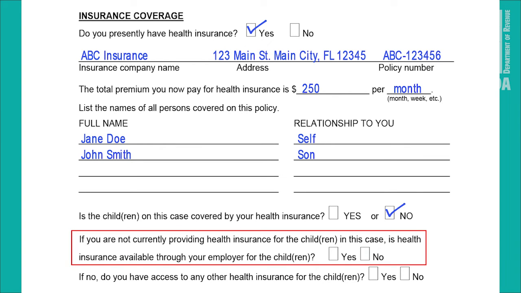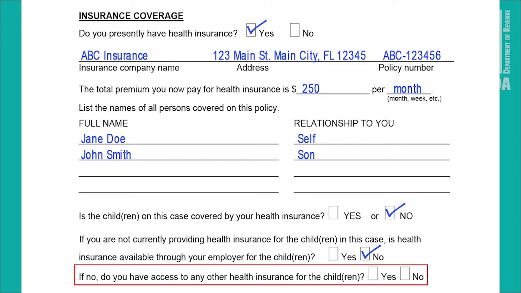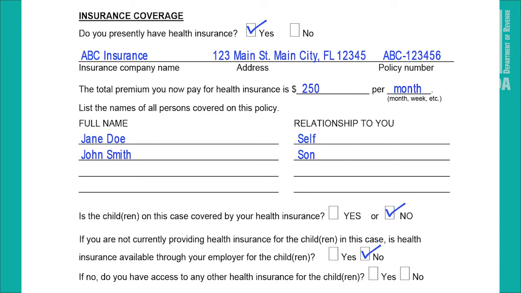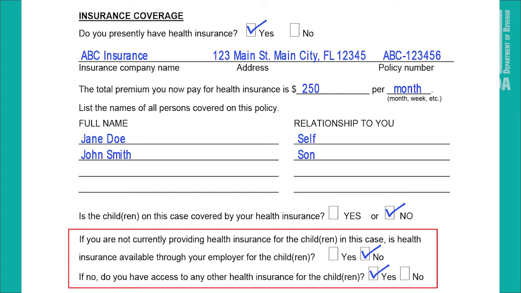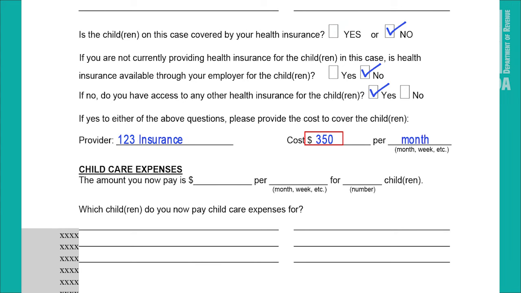Next, indicate whether health insurance is available for your child or children through your employer by marking Yes or No to the next question. If you answered No, health insurance is not available to your child or children through your employer, indicate on the next question whether you have access to any other health insurance for the children by marking Yes or No. If you answered Yes to either of the above questions, enter the name of the insurance provider and the cost and frequency of that health insurance option. If you answered No to the above two questions, leave the remainder of this section blank.